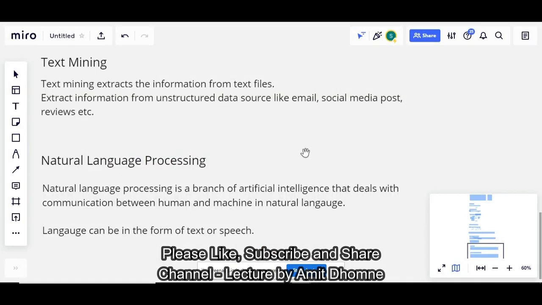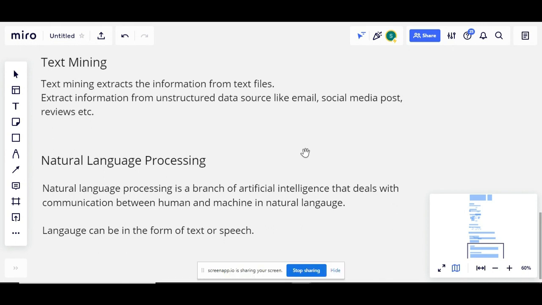So, we are getting started with the very first topic, where we will understand what is text mining and what is natural language processing. First of all, let's start the discussion with what is text mining. As the definition says, text mining extracts information from text files, from unstructured data sources like email, social media posts, reviews, etc.